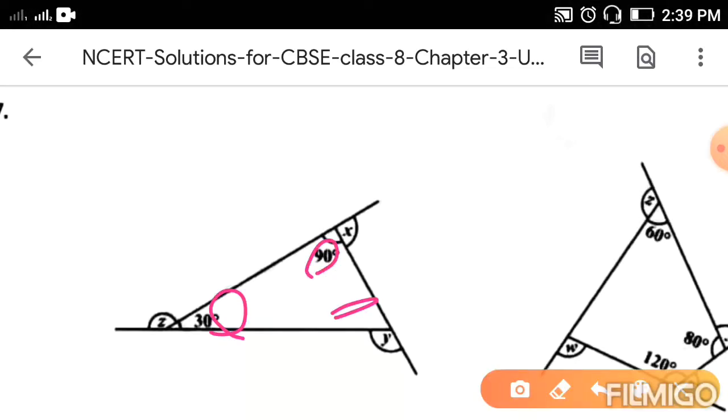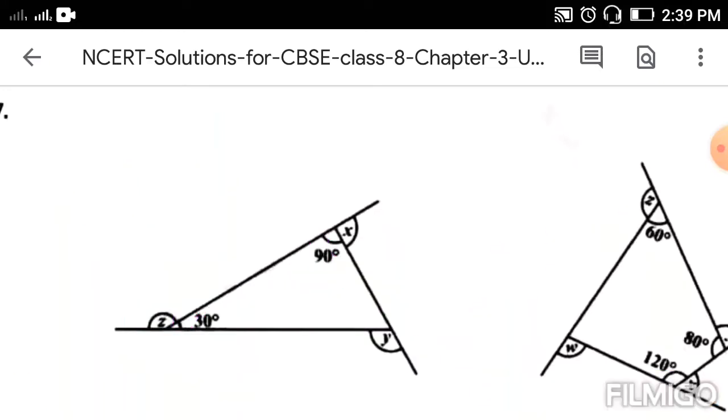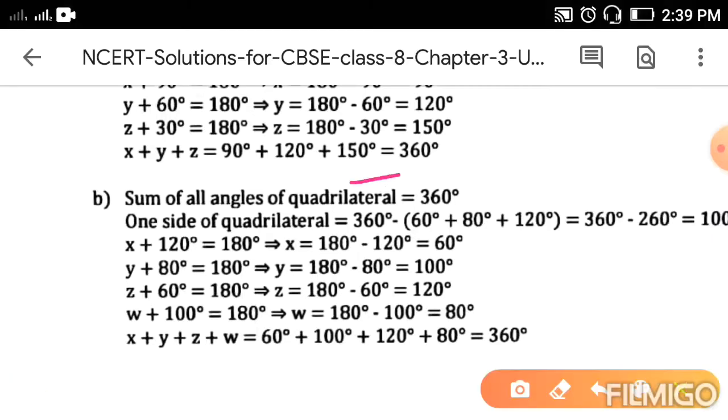Now you can use that linear pair angles theory. So 90 is given, obviously if one angle is 90, then the other will be 90. Here 30 is given, so this z will be 180 minus 30, so it will be 150. Here 60 is there, so 180 minus 60, it will be 120 degree. So you got the value of x, y and z. You want to find out x plus y plus z, simple, add them. So you will get 360 degree.